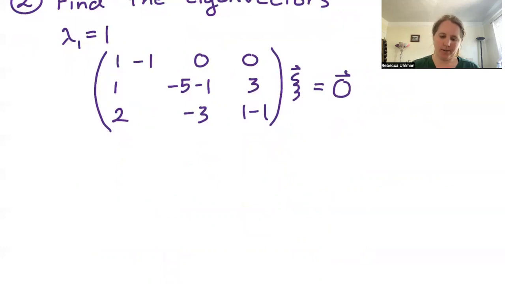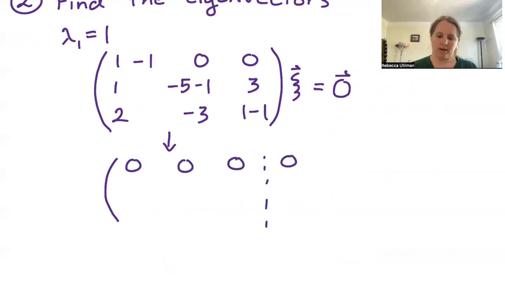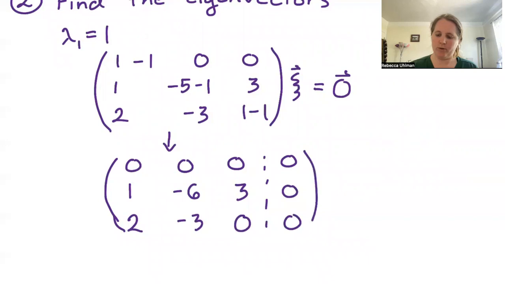So let's do lambda 1 equaling 1 first. We are looking at 1 minus 1, 0, 0 for our first row. Then we have 1, negative 5 minus 1, 3 for a second row. And for our last row, we have 2, negative 3, and 1 minus 1. This is multiplying xi to get 0. So for our augmented matrix, we're looking at a first row of 0, 0, 0 with augmentation 0, a second row of 1, negative 6, 3, and a last row of 2, negative 3, 0, augmentation 0 in both of those rows.